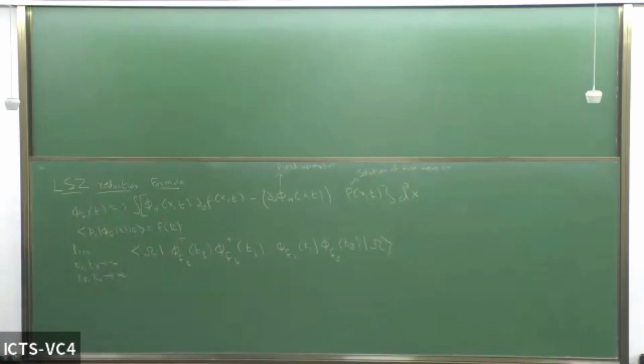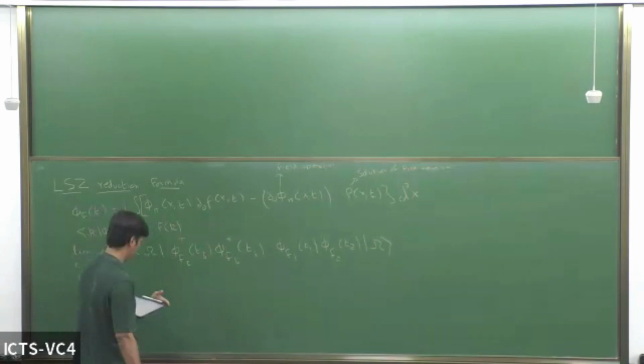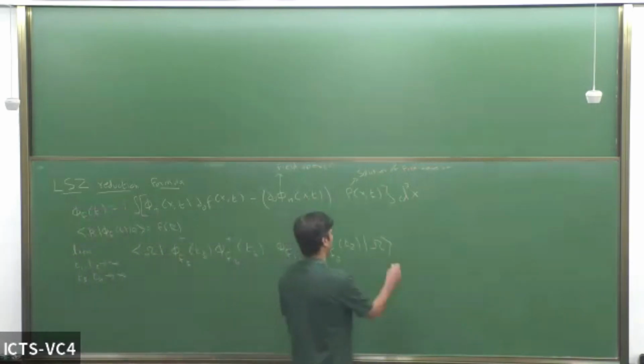And therefore, the LSZ reduction formula gives you a more convenient way to do the same computation. And the LSZ reduction formula is that if you want to compute this guy, so this is F3, F4.